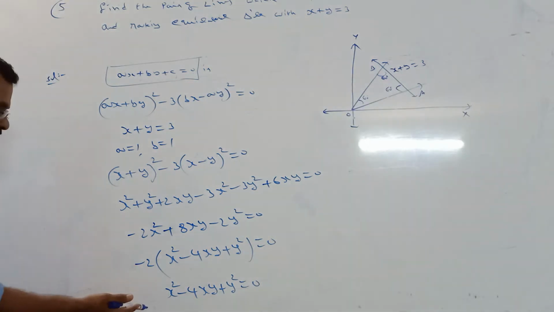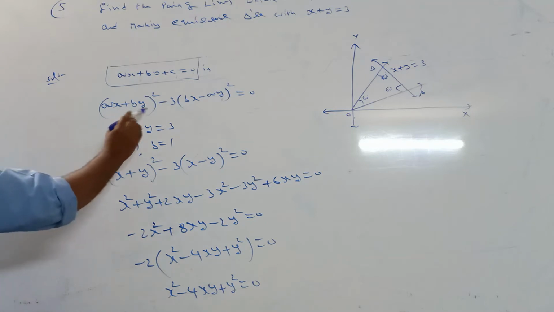So the required pair of lines is x square minus 4xy plus y square equals 0. These are the pair of lines making an equilateral triangle with the given line. This is our standard form.